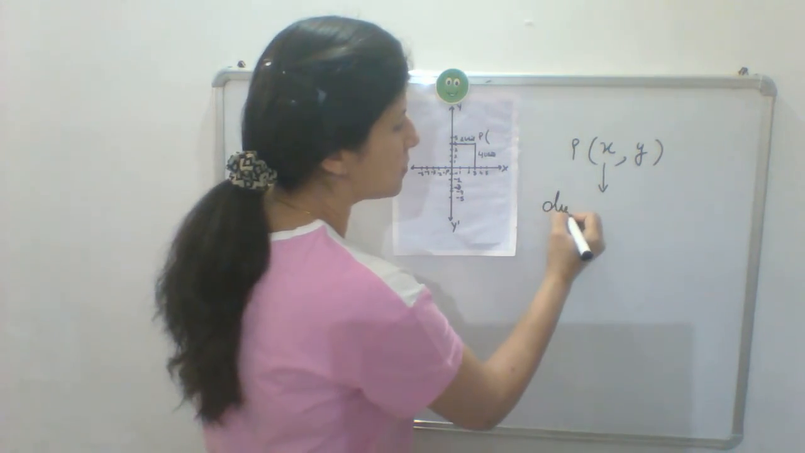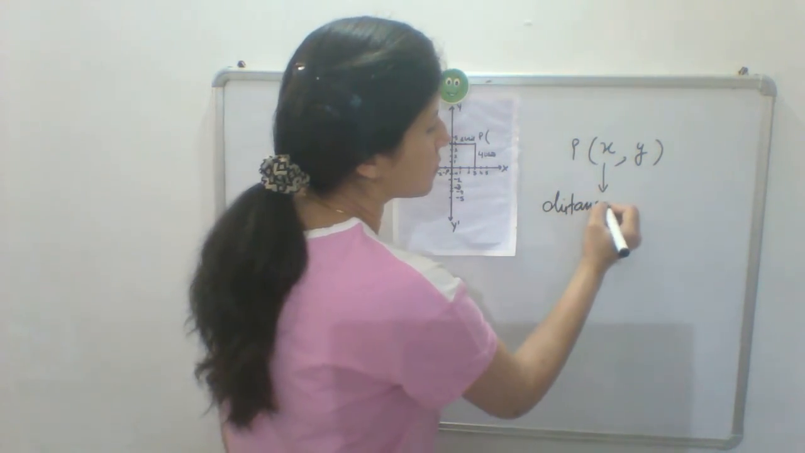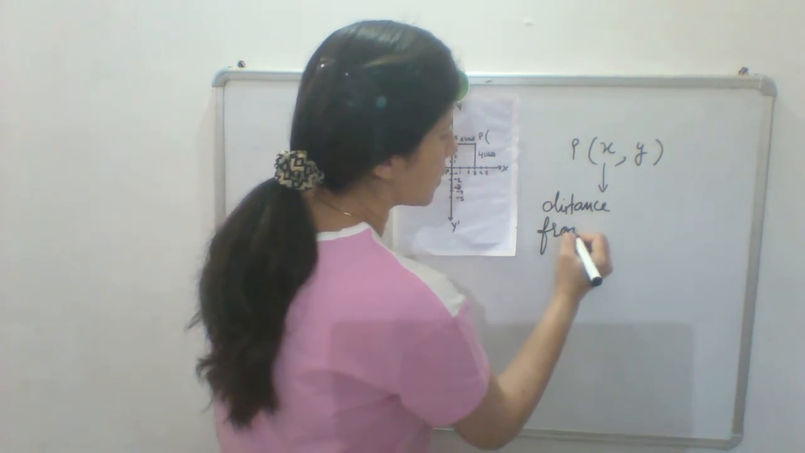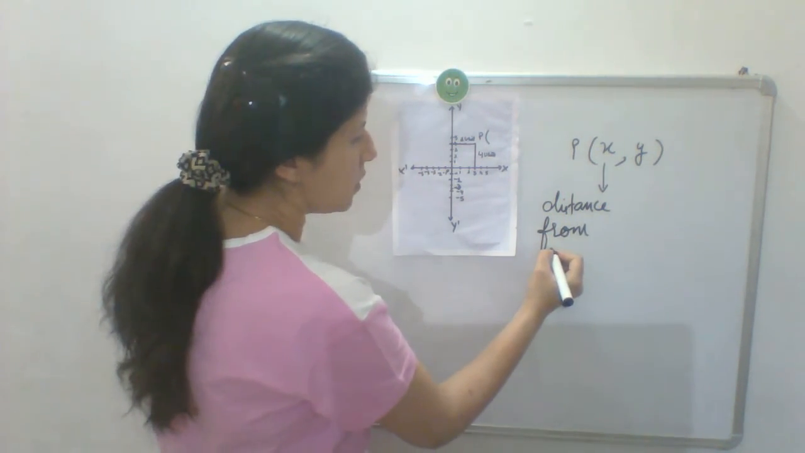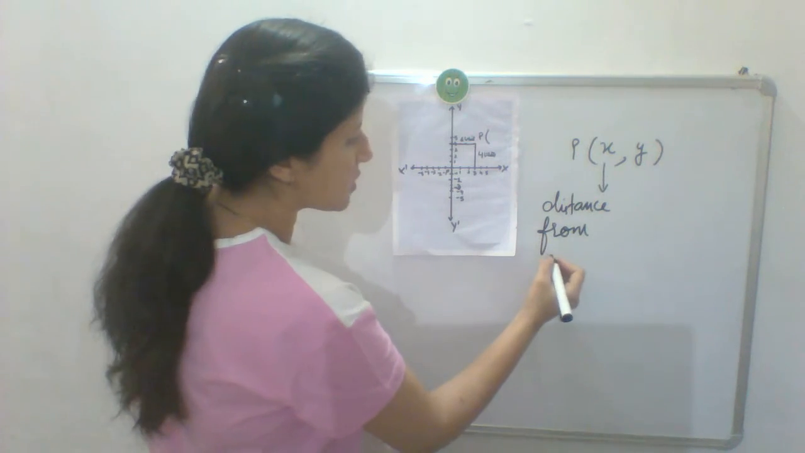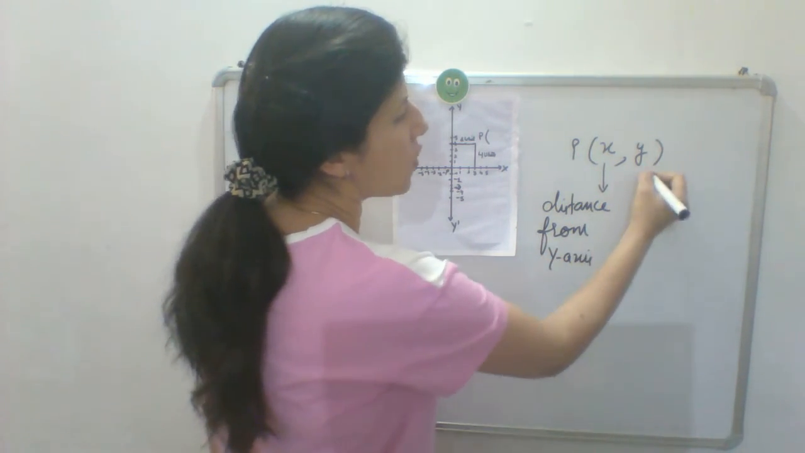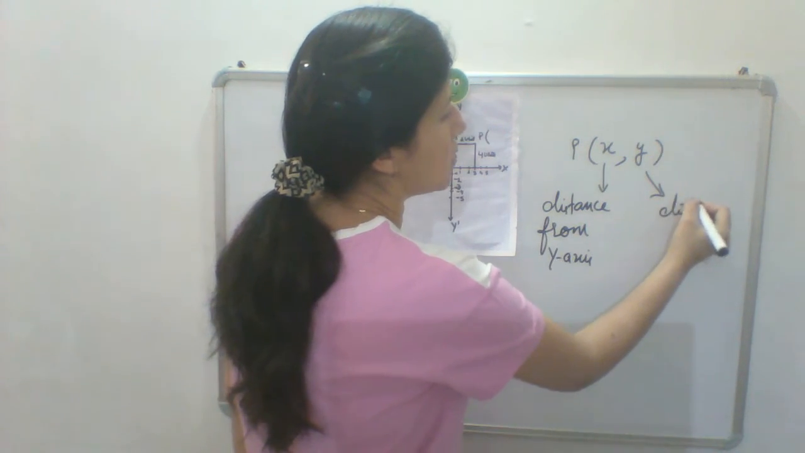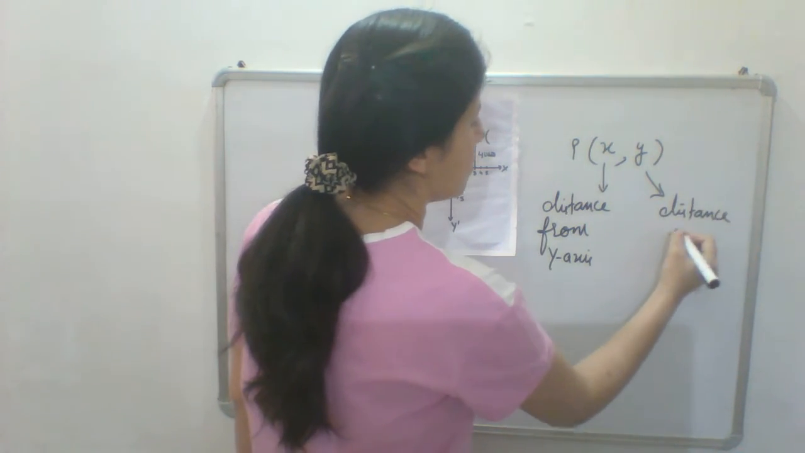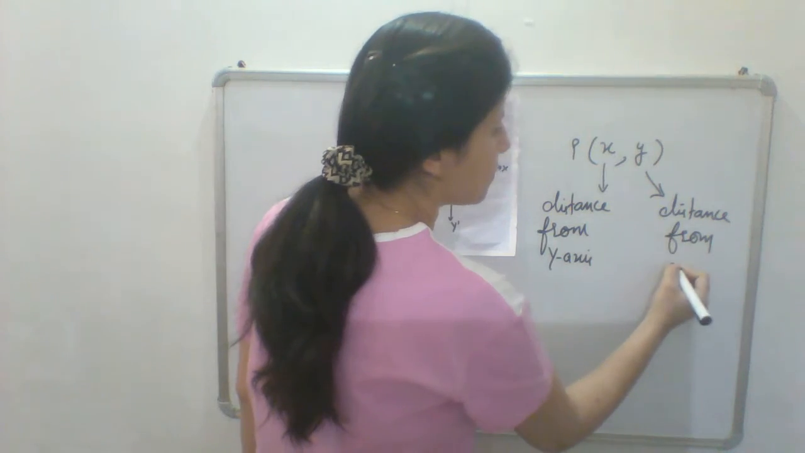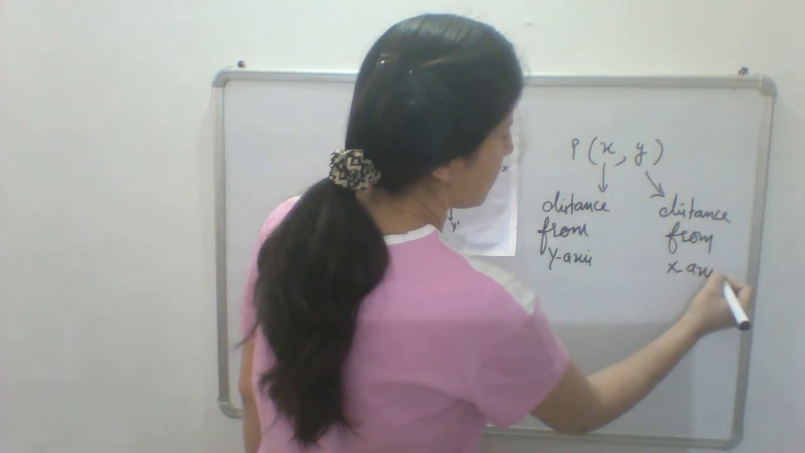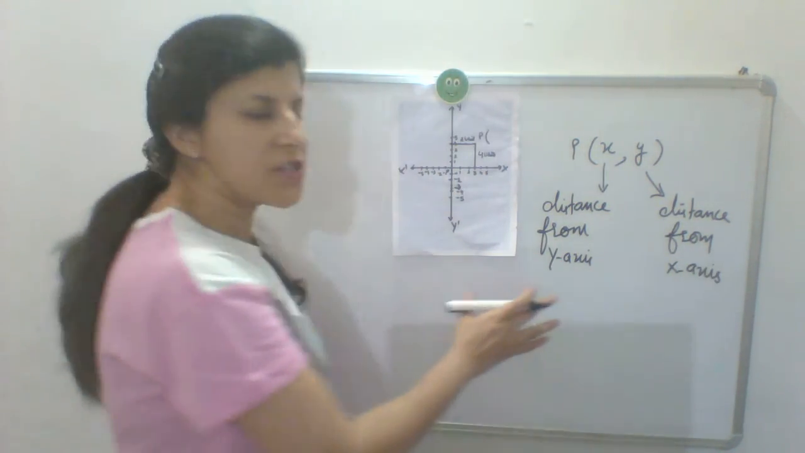अब एक्स कोऑर्डिनेट एक्चुअल में क्या होता है? Distance from y axis. x coordinate is distance from y axis and y coordinate is distance from x axis. ये चीज ना इसमें हमेशा ही फिक्स्ड रहती है.